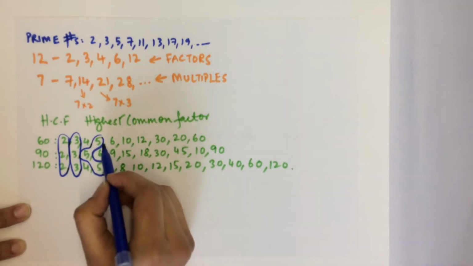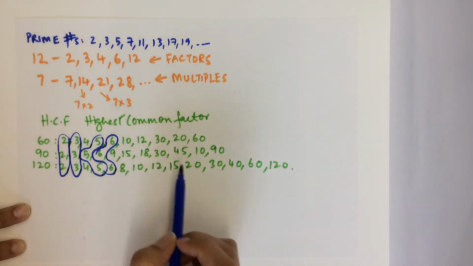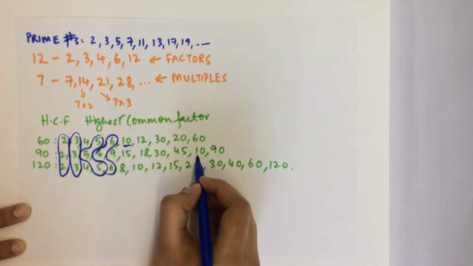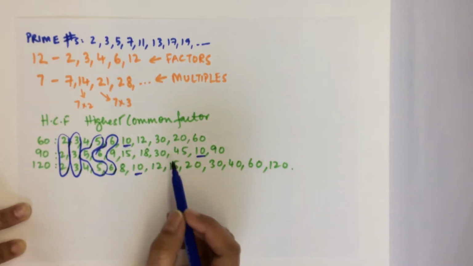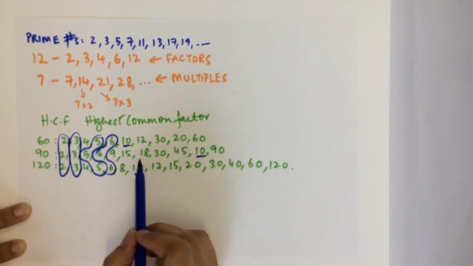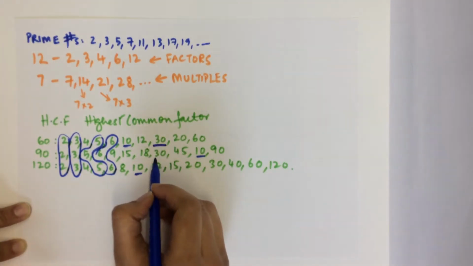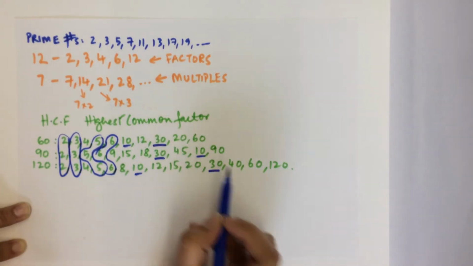5 is common. 6 is common. 10 is common amongst all 3. 12 is in these two, not here. 15 is in these two, not here. 30 is common amongst all 3.